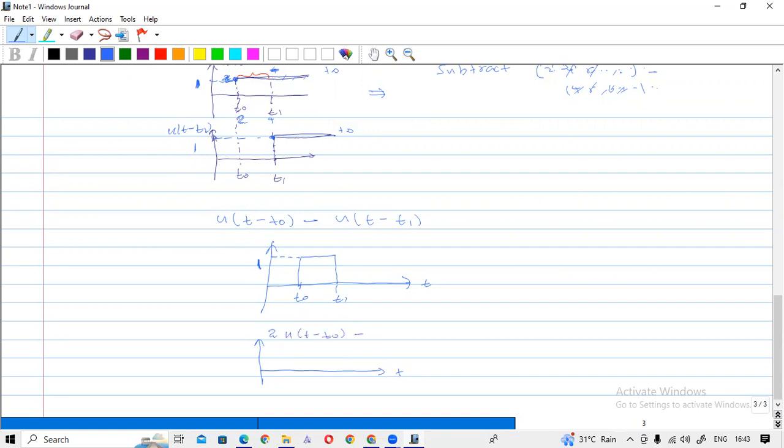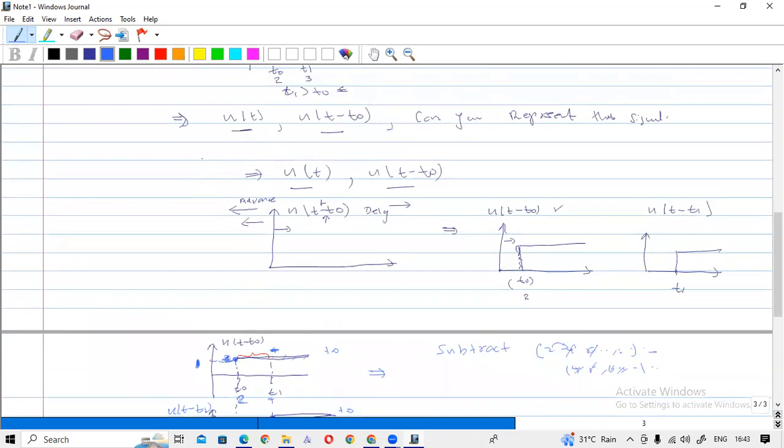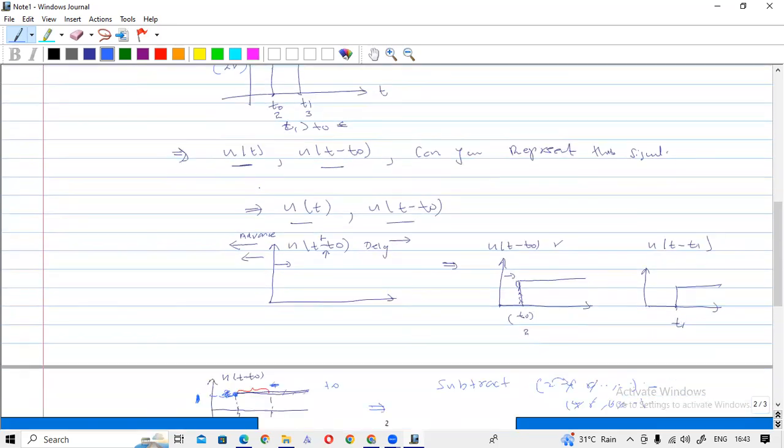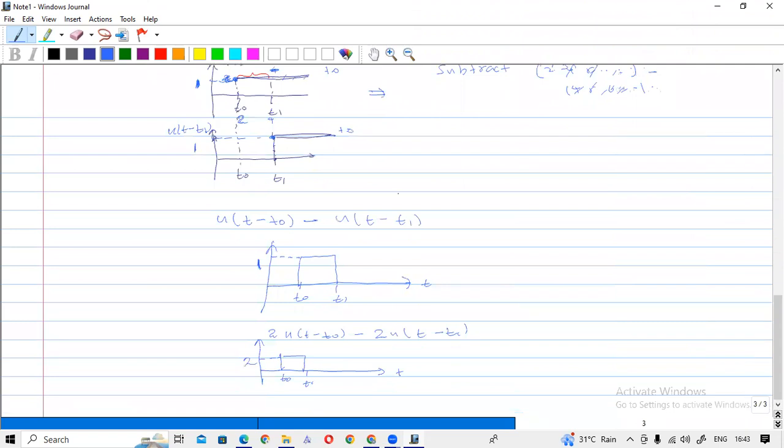u(t - t naught) minus u(t - t1), then you will have t naught to t1, and this is 2. So this is how we represent a DC pulse or DC signal using a unit step signal. Now as an exercise, try to do this one.